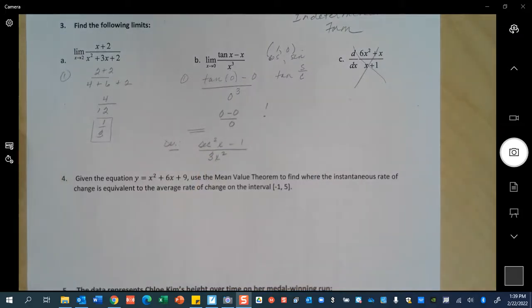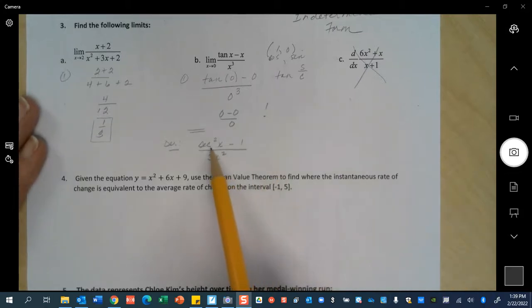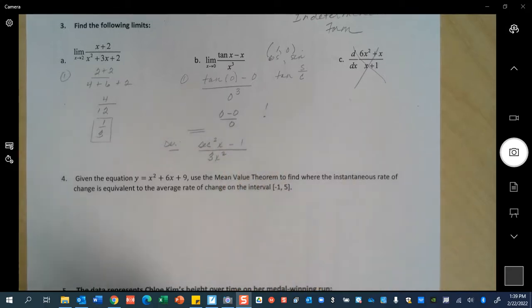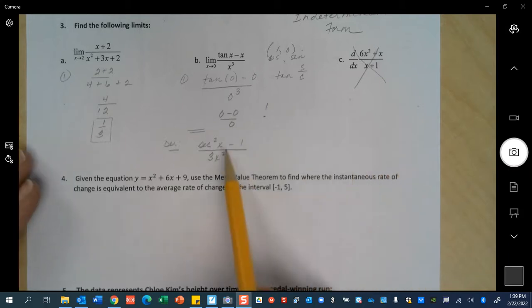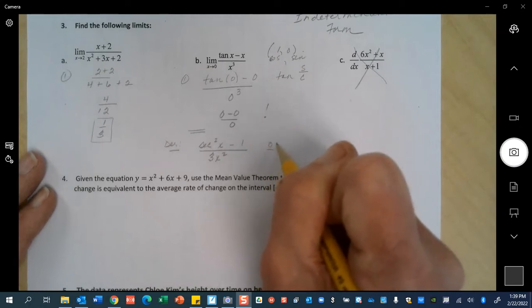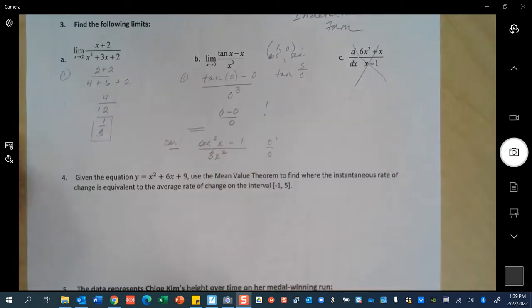Uh-oh. When I put 0 in, the secant of 0, secant's friends with who? Cosine. So the cosine of 0 is 1, so 1 over 1 minus 1, uh-oh, still equal to 0. Put 0 in, now what? What do I do?